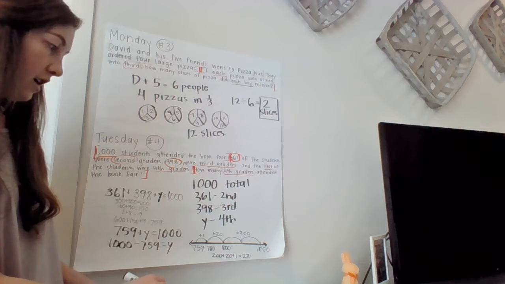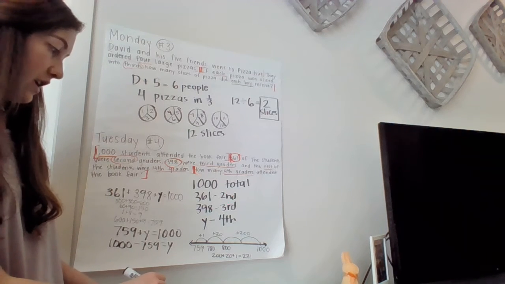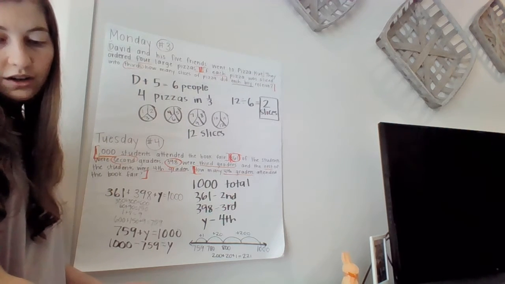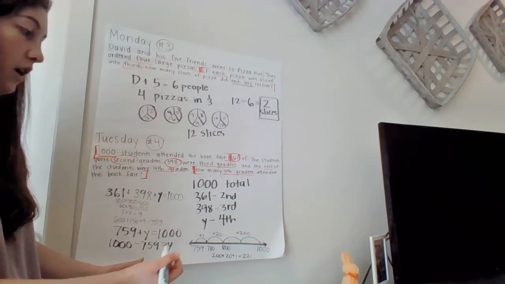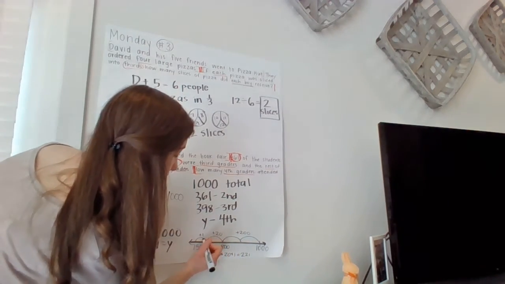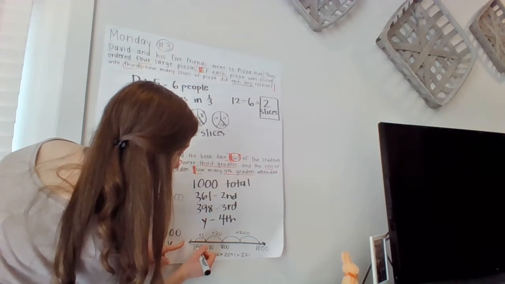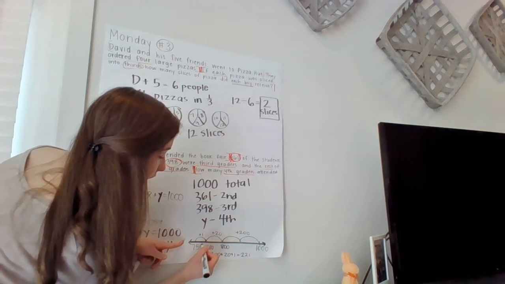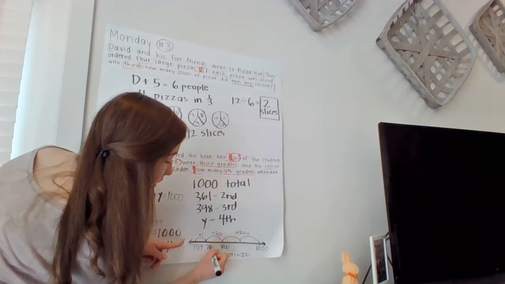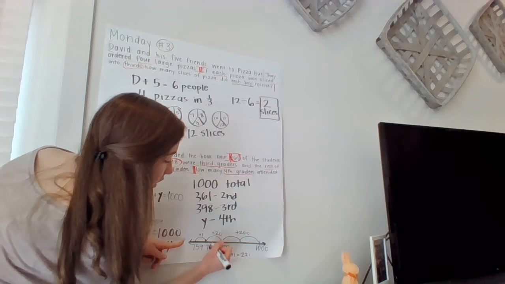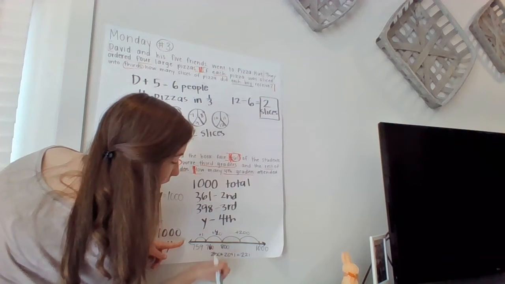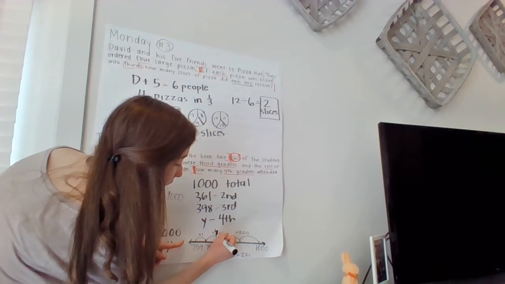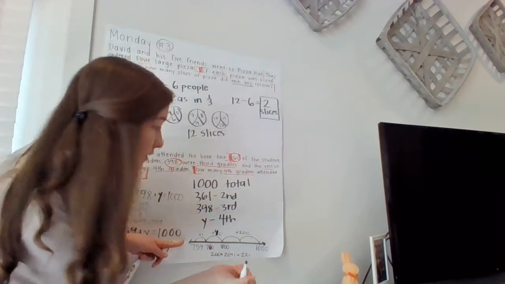So there are 221. Oh, I have to go back. I have to add 759. That got me to 760, not 780. So I would need to add 40 here, not 20. See, everyone makes mistakes, even Miss Muller.